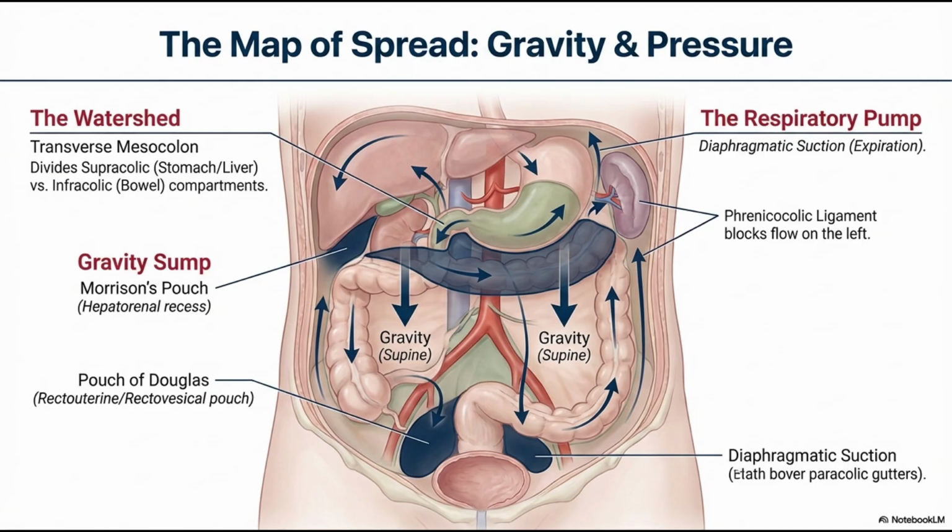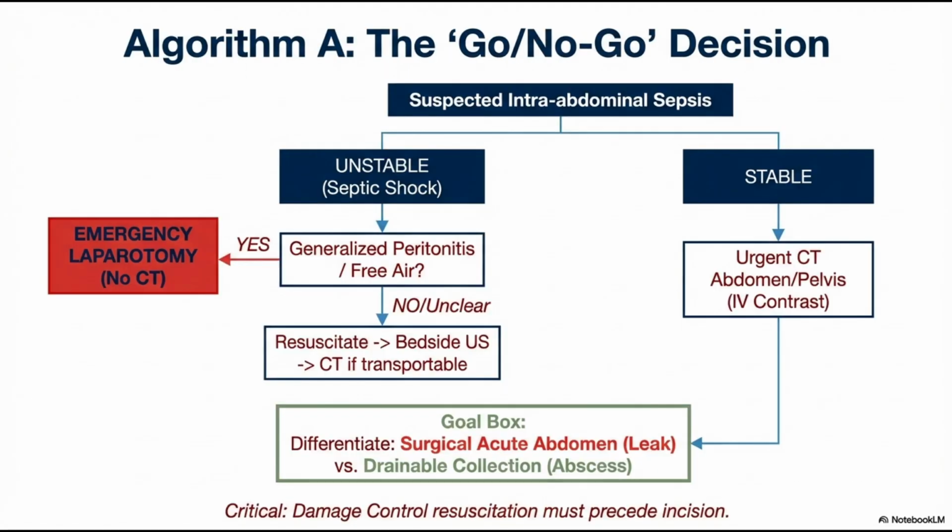Okay, we've mapped the territory, we've found a collection on the scan, now we have to make a decision. The sources outline a very aggressive executive pathway for source control. And it starts with a binary decision, unstable versus stable. If there is unstable shock, a rigid abdomen, the sources are pretty blunt. Do not pass go. Do not get a CT. If a patient has peritonitis and hypotension, that is a physiological catastrophe. You resuscitate, what we call damage control, and you go straight to the operating room. You open, you control the spillage, you get out.